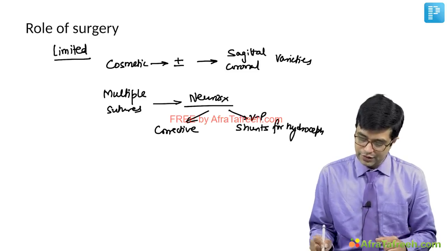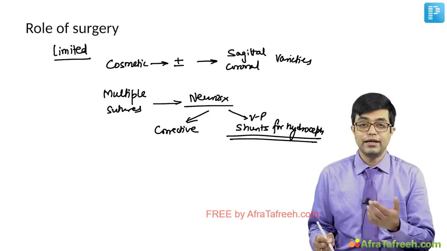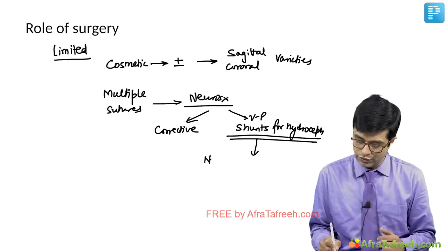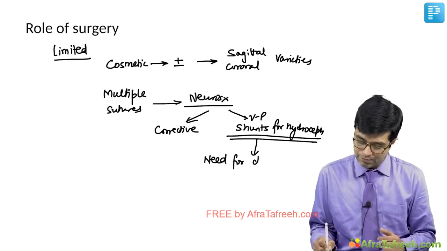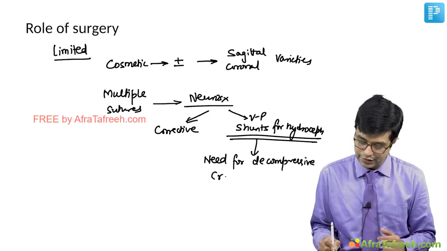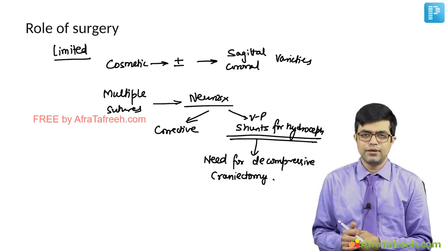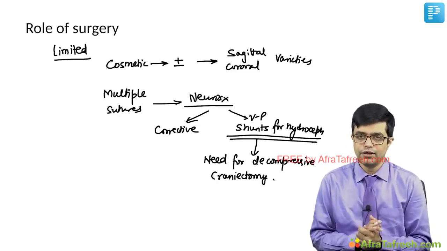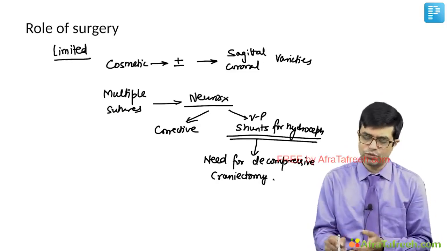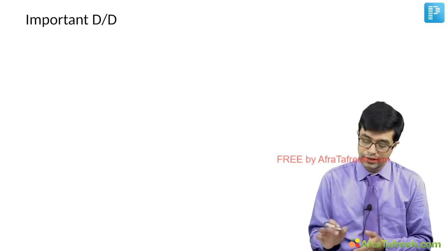And many times VP shunt itself is not enough, and you may have to go in for decompressive craniectomy in many of these children, and the outcome is not that great. So the role of surgery is limited. In milder forms, it is indicated only for cosmetic indication, and that too is plus minus.